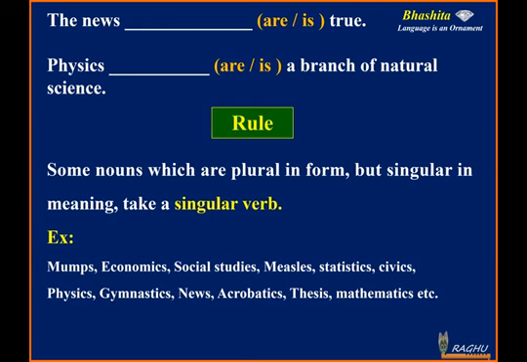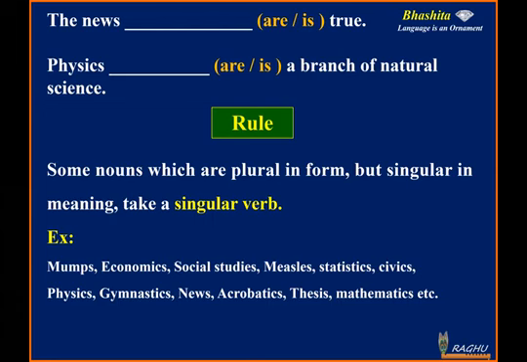Some of the nouns, I have given as examples on the screen: mumps, economics, social studies, muscles, statistics, civics, physics, gymnastics, news, aerobatics, thesis, mathematics. There are many other nouns which look like plurals in form, but they are not plurals. They are singular in their nature. They always take a singular verb.